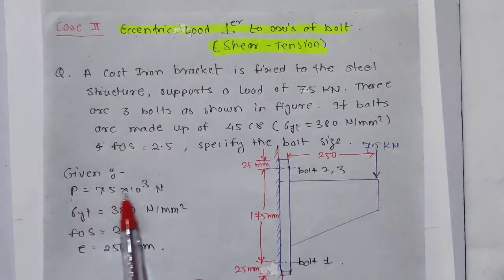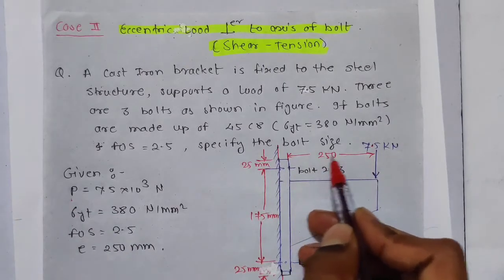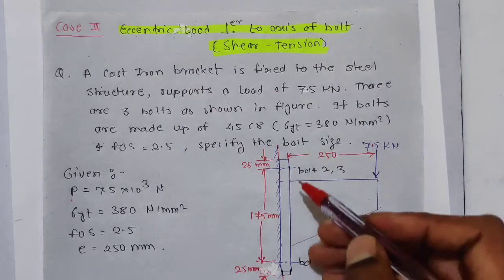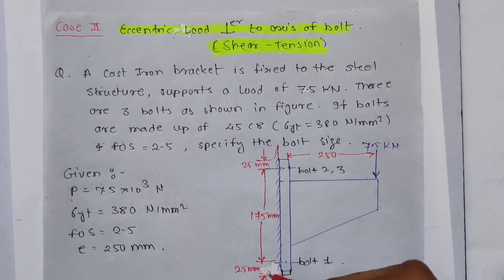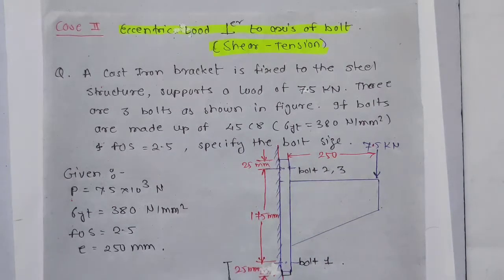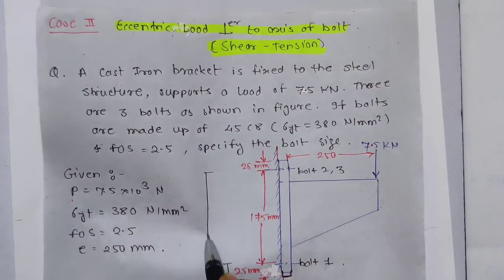So force is given as 7.5 × 10³ Newton, yield stress is given as 380 Newton per mm square, factor of safety 2.5, and eccentricity 250 mm. Now this distance is given as 25 mm, this is 175 mm, and this is 25 mm. So this distance is called L1.